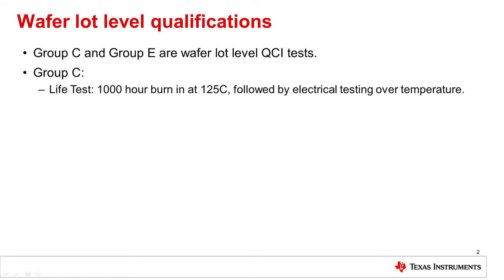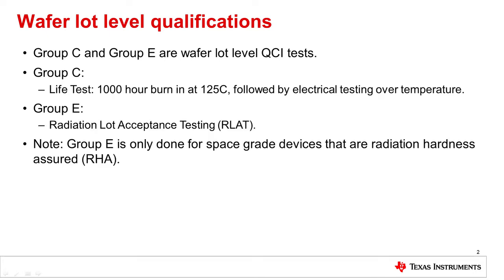Group C is a life test, which consists of 1,000 hour burn-in at 125 degrees C, followed by electrical testing over temperature. Group E is radiation lot acceptance testing for total ionizing dose type of radiation, and it is only done for wafer lots that go on to become Radiation Hardness Assured, or RHA, finished goods.